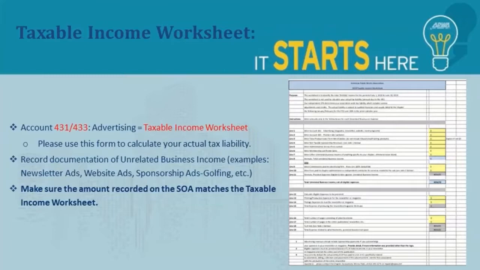The next worksheet is a taxable income worksheet. This will cover all advertising related to unrelated business income. Unrelated business income examples are newsletter ads, website ads, sponsorship ads for any type of event that you have. You want to make sure the amount recorded on your SOA matches this worksheet as well.